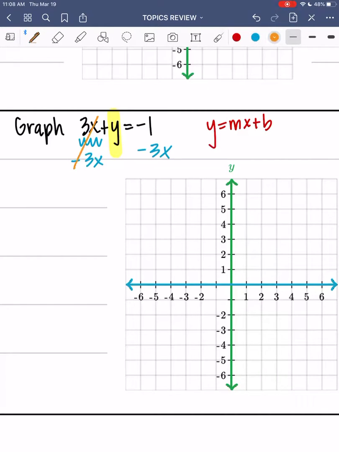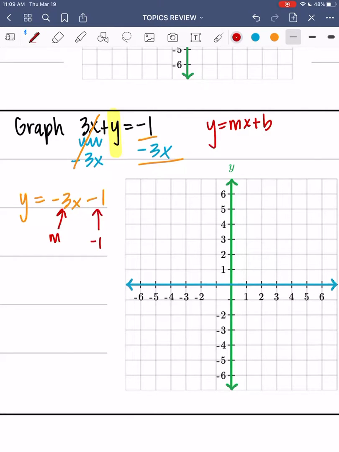Okay, so those are gone. On the left side, we just have y equals. So on the right, we have a -1 and a -3x. I can write that in any order as long as I keep the negatives with them. So -3x minus 1. Now it's in y equals mx plus b. You can see the slope is -3 and the y-intercept is -1.